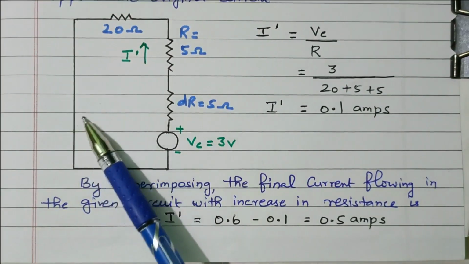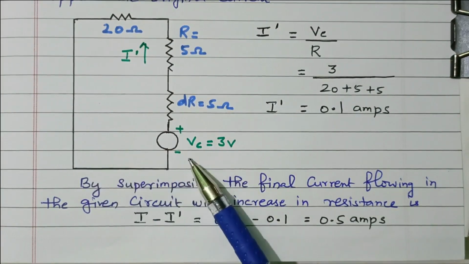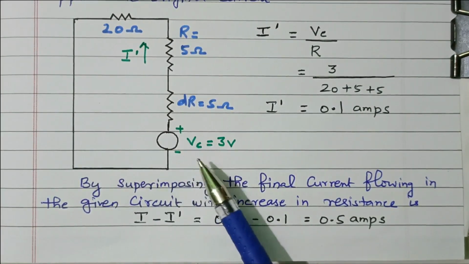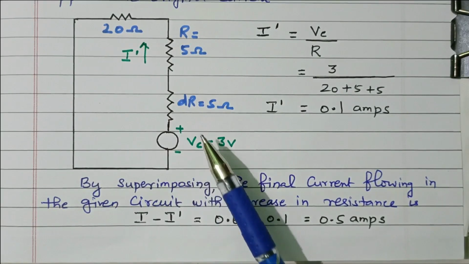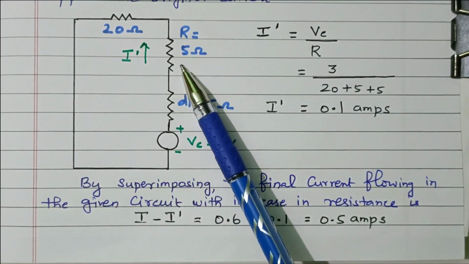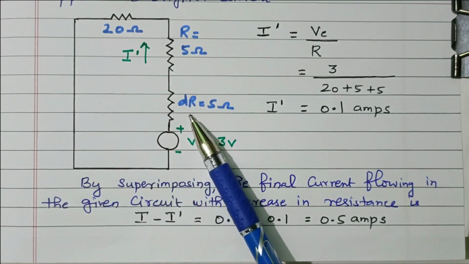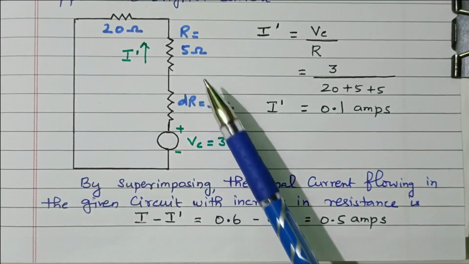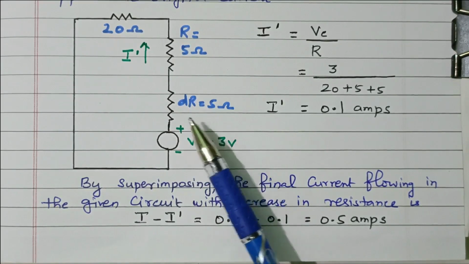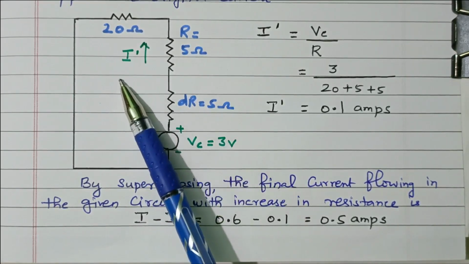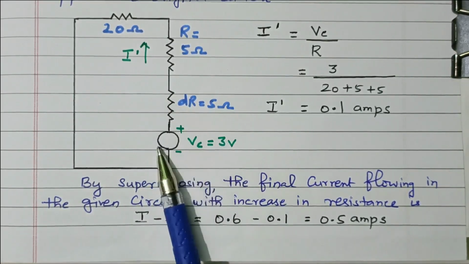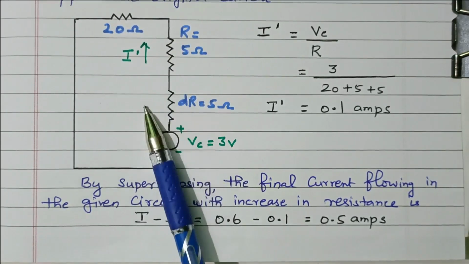See, this original source is removed. The compensated voltage is connected, plus minus 3 volts, which we already calculated. This resistor is 5 ohm. Additionally, we add one more 5 ohm, as the problem is given. The 5 ohm is increased by another 5 ohm, right? This is another 20 ohm already available. This I dash, the current, is flowing in the opposite direction.